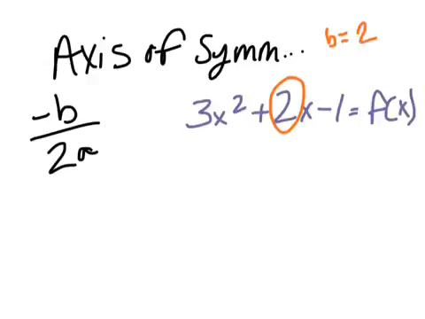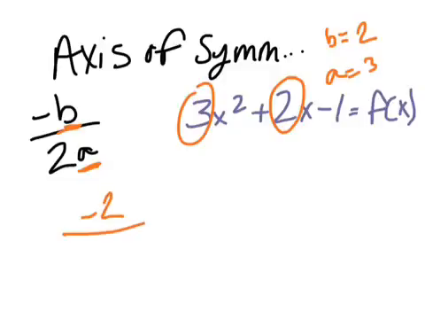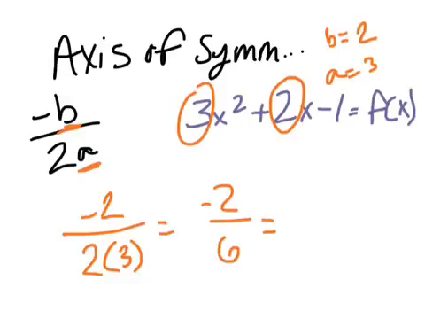B is 2. We're also going to need A. A is 3. And we're going to plug that into this formula. So negative B, so the opposite of B. B is positive 2, so we'll plug in negative 2, over 2 times A, which is 3. 2 times 3 is 6, so we have negative 2 over 6, which is just negative 1/3. So there's our axis of symmetry.